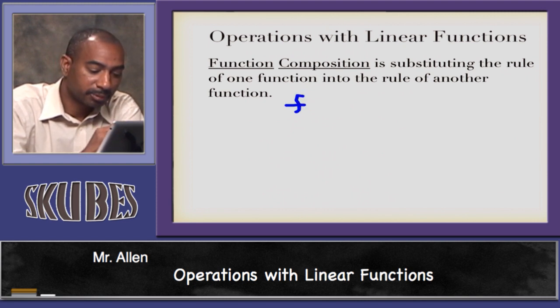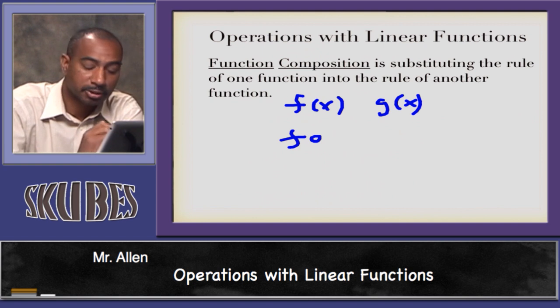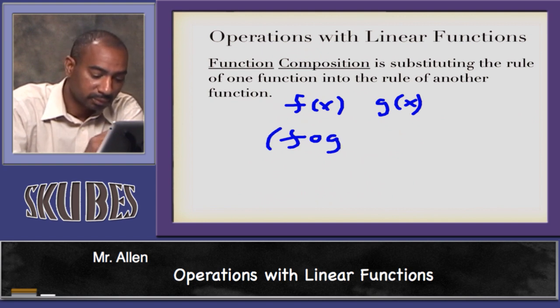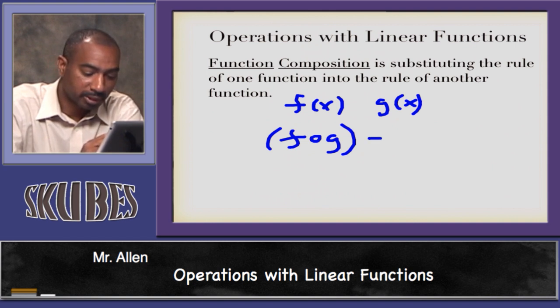We often use this symbol here. Let's say we have f of x and g of x. You'll see this symbol. That's not multiplication. That's the composition function. So that's read f into g. Or it's written like this.